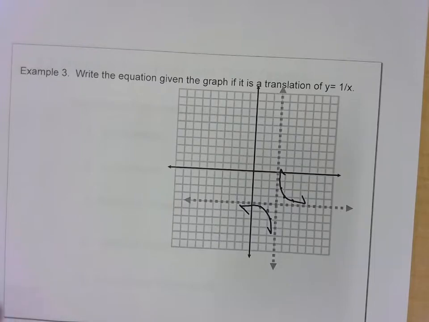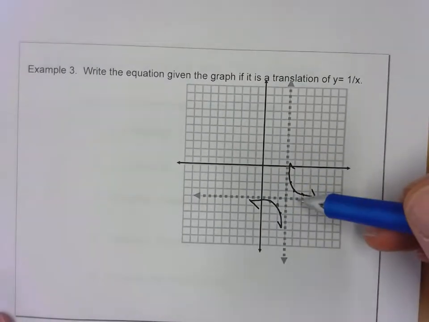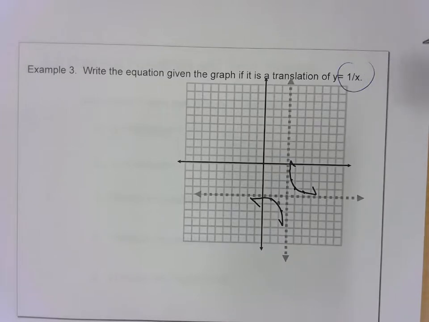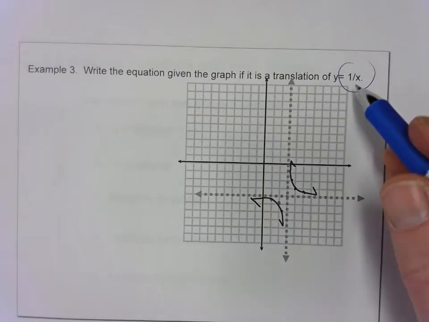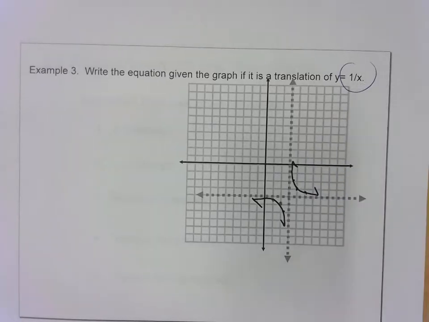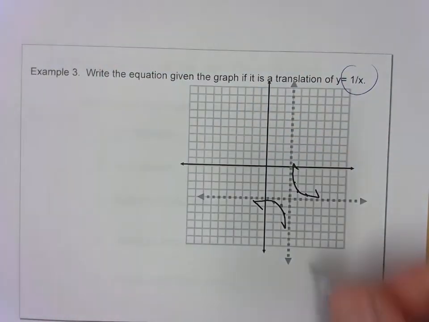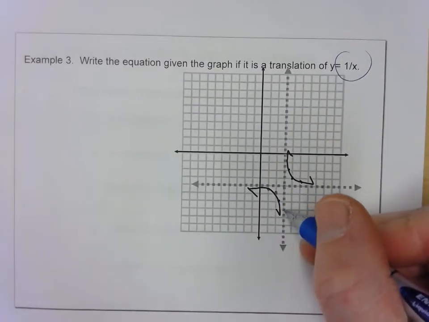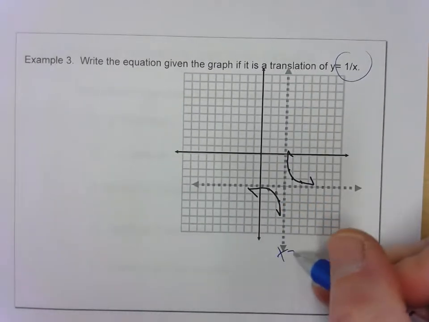On this problem here, we're given the graph, and we're supposed to write the equation. Now it's a translation of 1 over x. So I don't have to guess what a is. A is kind of figured out for me because I said it's 1 over x. So I just have to put the h and the k in. Well, this is over 1, 2, 3. So x is equal to 3.